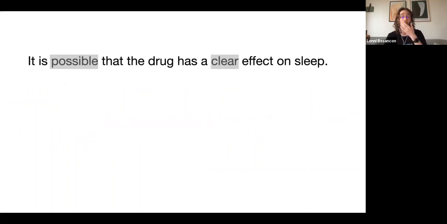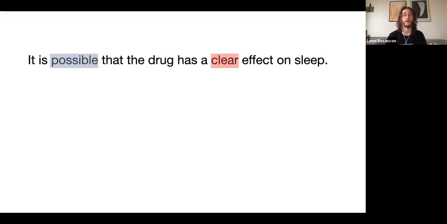And why did we do that? Why didn't we just flag words as hedges and boosters? Because the context actually matters in how you perceive these words. So if I say, it is possible that the drug has a clear effect on sleep, well, possible and clear are clearly a hedge and a booster: one is a hedge and the other one is a booster.